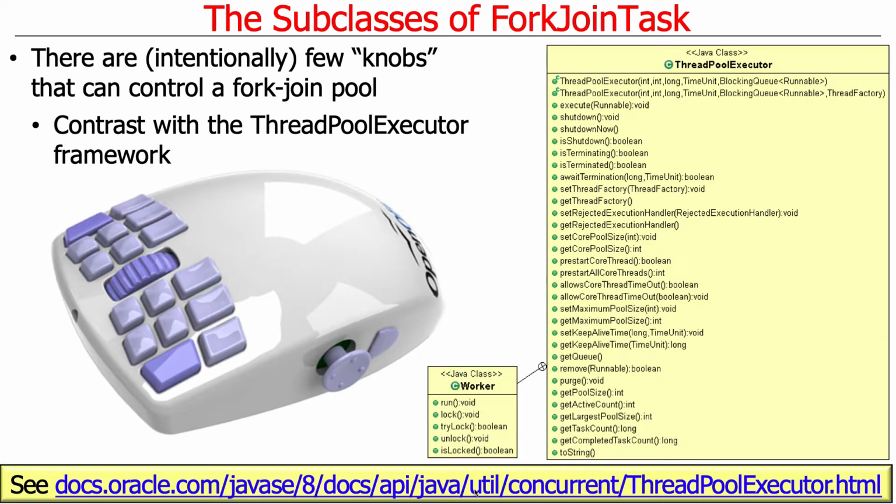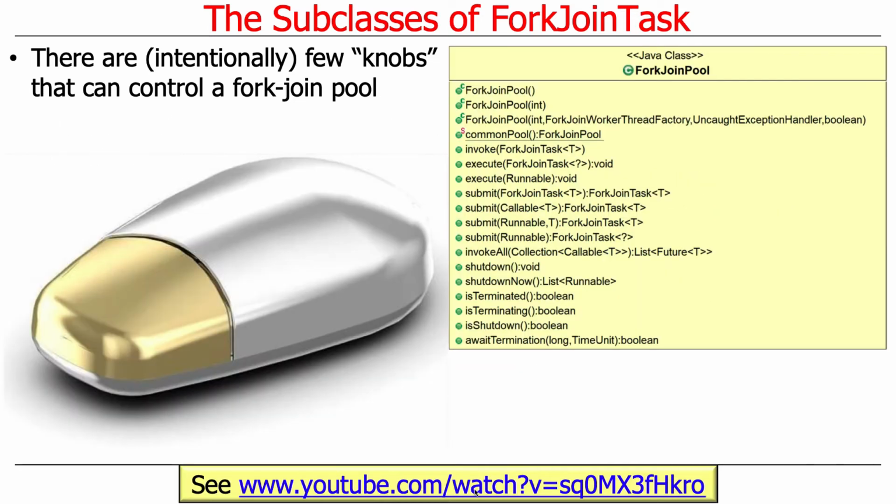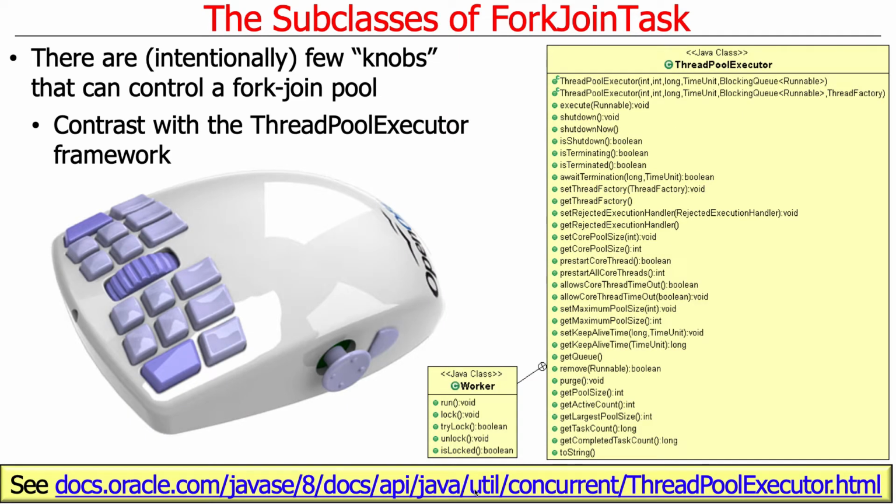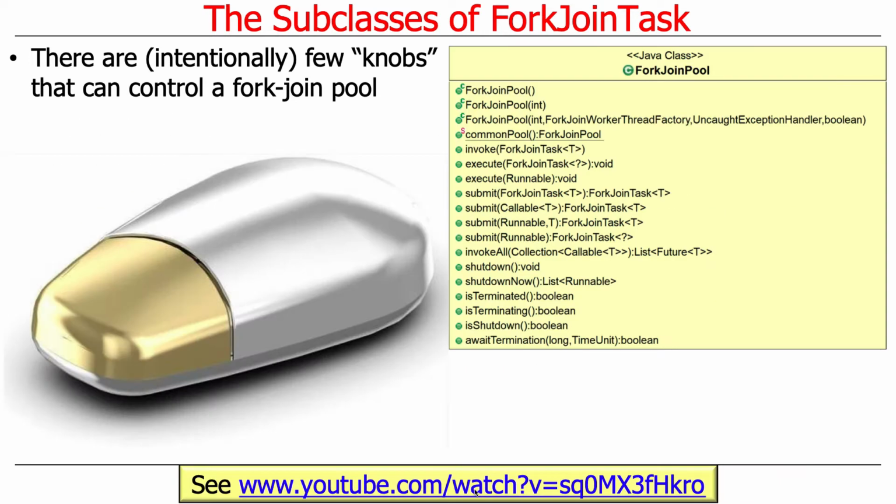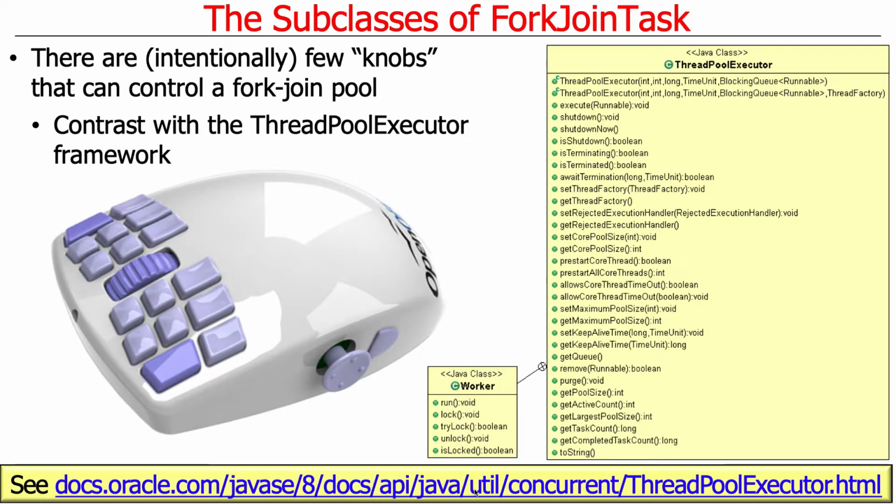And that's in contrast to the ThreadPoolExecutor framework, which is another implementation of the ExecutorService interface. And it has gazillions of policies and options and flags and things you can do to make it do stuff. So it's kind of like imagine a mouse which has got, I don't know, a dozen buttons. So it's very complicated to use, very flexible, but maybe you're better off with one button. But leaving aside any value judgment, ForkJoinPool has very few knobs. ThreadPoolExecutor has lots of knobs. We'll talk more about ThreadPoolExecutor next semester.